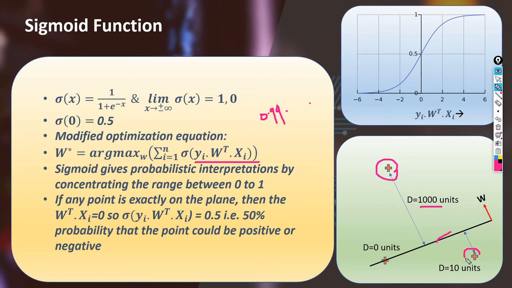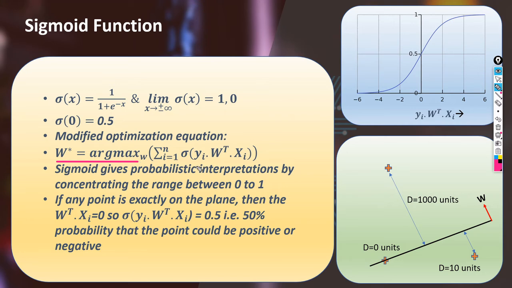Similarly, for a negative point, if the distance is 10 units, maybe sigmoid of 10 is 0.95, then the logistic classifier is saying that this is a negative point with 95% confidence. So this is how we can get a probabilistic interpretation, isn't it? So that's why we are using the sigmoid function. So ultimately, our optimization function is this.